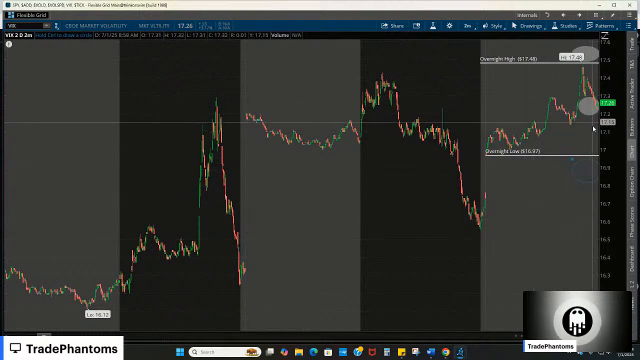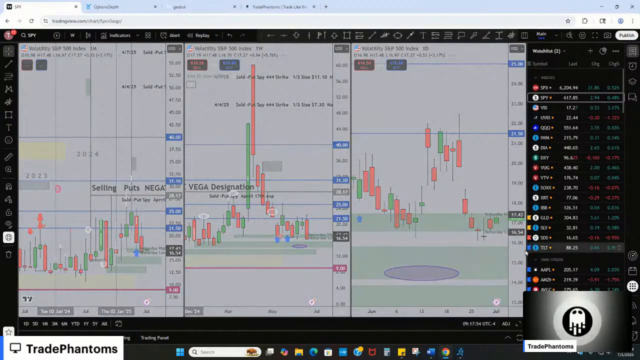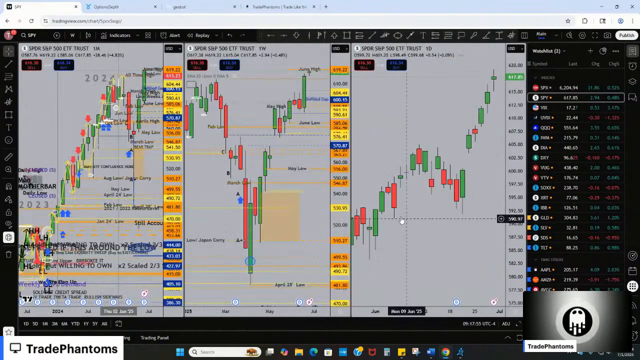If VIX fades and drops lower, goes below this new day overnight low here, kind of fills this gap and goes lower, that could be more bullish for the market. So an inverse correlation, opposite, right? One of the key things that you track there. SPYs, SPY.